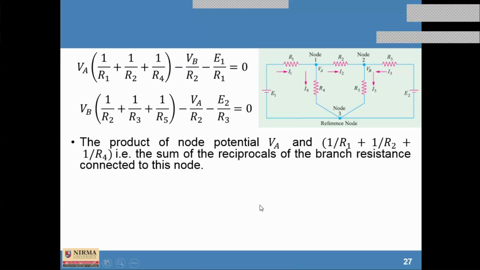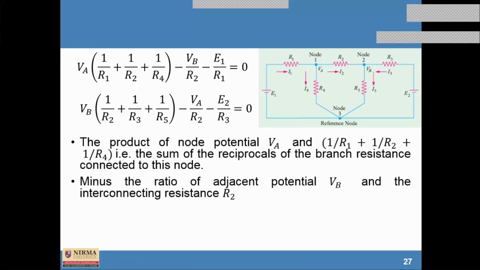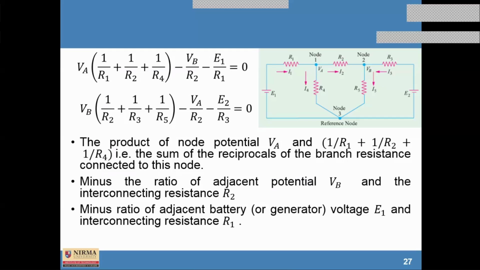And this is written in the form as I already explained. The product of node potential VA and 1 upon R1, R2 and 1 upon R4, the sum of the reciprocals of the branch resistances connected to this node. Fine. Similarly, minus the ratio of adjacent potential VB and the interconnecting resistance R2, and similarly minus the ratio of adjacent battery or generated voltage E1 and interconnecting resistance R1. Clear? So this way you can write the expressions directly if you select the node, and all the above set equal to 0.